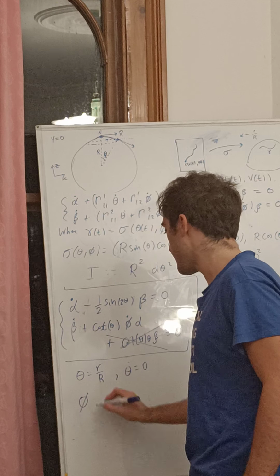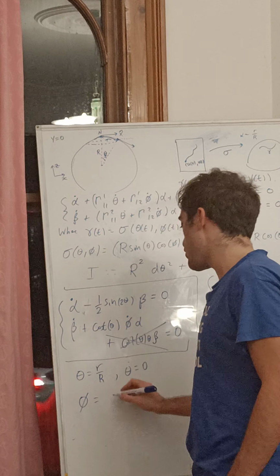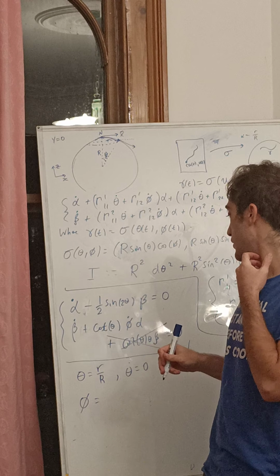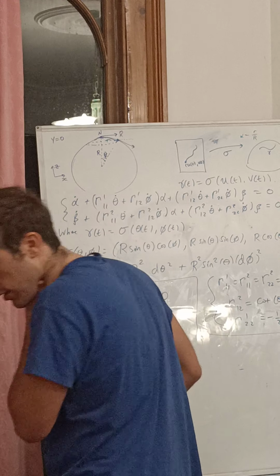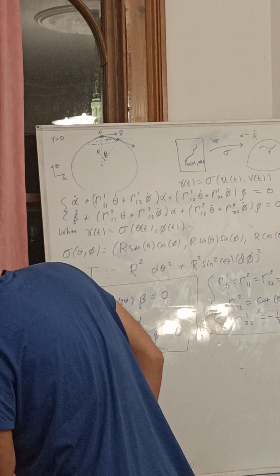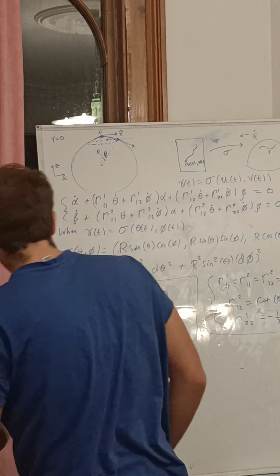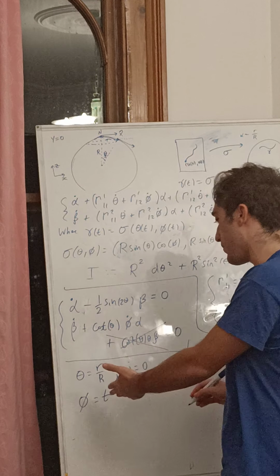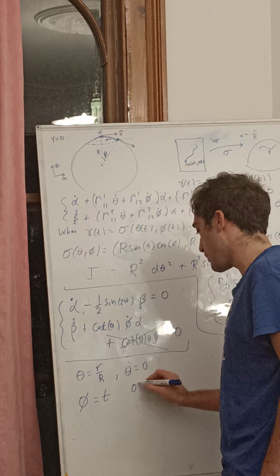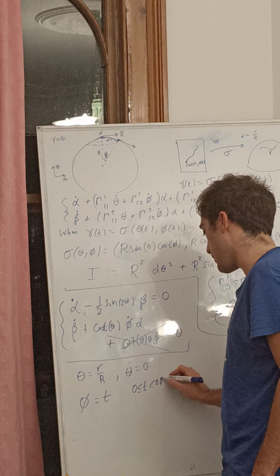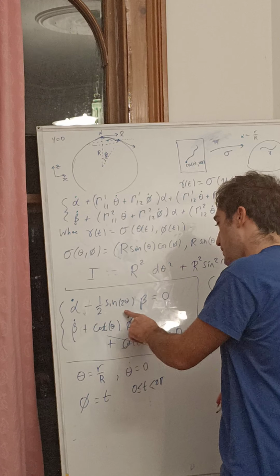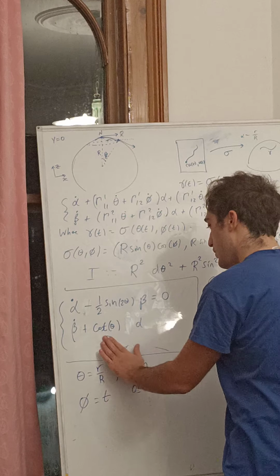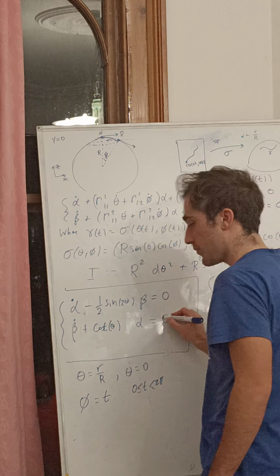Phi, on the other hand, is a free parameter. You could just take it to be t, the parameter value. So phi is just t, where t ranges from 0 to 2 pi. And so phi dot is just 1. So this is the equation we get.